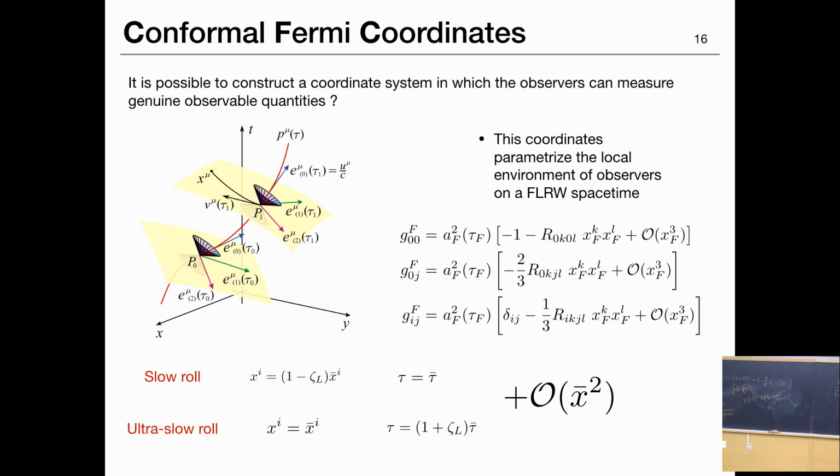So we can always construct a set of coordinates in which an observer can only measure the physics in their local environment. This set of coordinates, in the context of cosmology, is called the conformal Fermi coordinate frame. So it takes into account that the super horizon modes are invisible for an inertial observer. So if we compute the coordinate transformation in this set of coordinates, they transform like this.